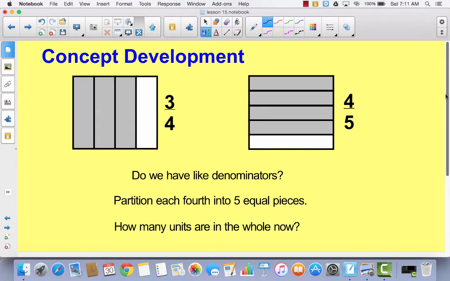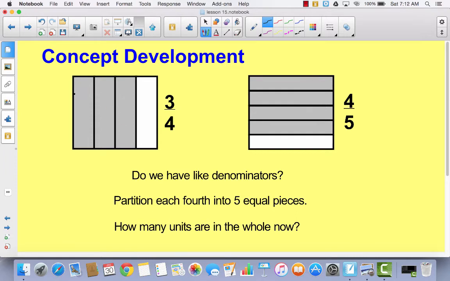All right, I want you to draw an area model, partitioning it into 4 parts. It's very important that you use vertical lines and shade 3 out of 4 for 3/4, and that you use horizontal lines and shade 4 out of 5 to show 4/5. And you're going to see why I did it that way in just a minute. Okay, so now we're going to take each of these fourths. Once you have them shaded, you may want to pause the video and get caught up with me, but once you have drawn two area models that are just like this, now I want you to partition each fourth into 5 pieces like this.